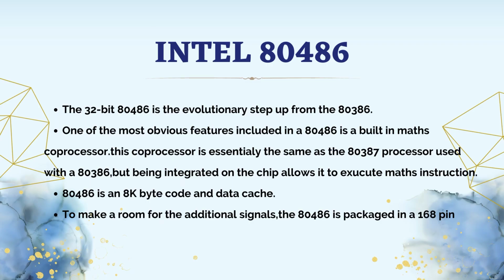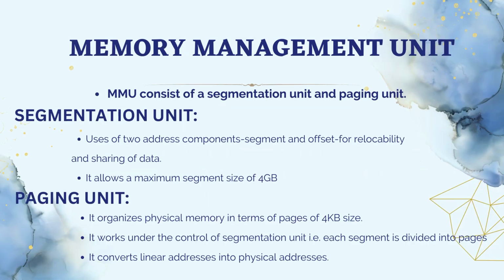Intel 486, the 32-bit 80486, is a revolutionary step up from the 80386. One of the most obvious features included in the 80486 is a built-in math coprocessor. This coprocessor is essentially the same as the 80387 used with the 80386, but being integrated on the chip allows it to execute math instructions. The 80486 has an 8K byte code and data cache. To make room for the additional signals, the 80486 is packaged in a 168 pin package.